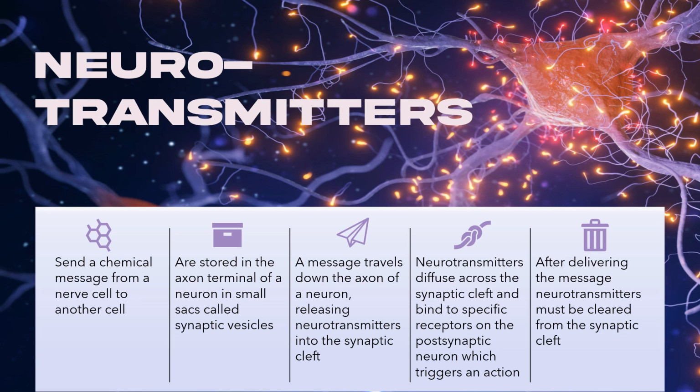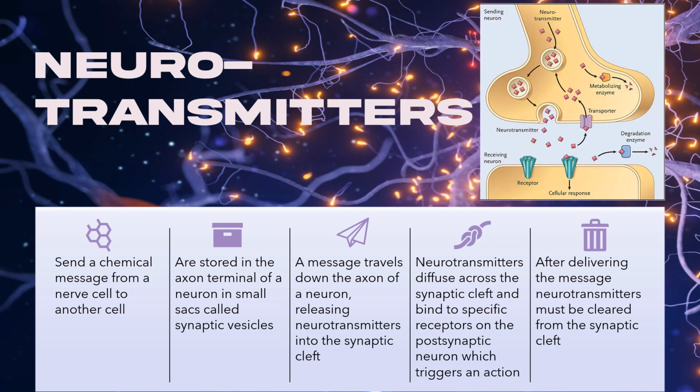And this receiving cell could be either another nerve cell, a muscle cell, a gland cell. It really could be any other type of cell within your body. But these neurotransmitters are stored in the axon terminal of a neuron in small sacs called synaptic vesicles. And this right here is an example of a synaptic vesicle. As you can see, the little red objects are representative of neurotransmitters. And within these vesicles, there will be multiple of the same neurotransmitter.